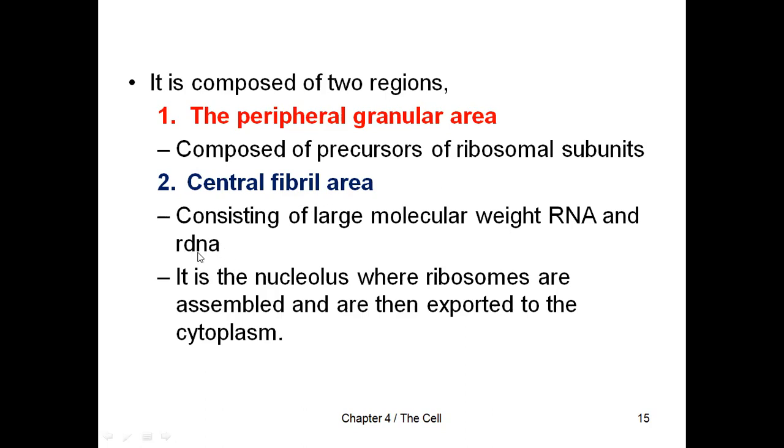Now, this is a very special DNA which is concentrated mainly in the nucleolus region. This is the ribosomal DNA. Its main function is just the production of the ribosomes and the ribosomal subunits. And it doesn't function outside the nucleolus. It is mainly concentrated inside the nucleolus. Ribosomal DNA's function is the production of ribosomes. It is in the nucleolus that the ribosomes are assembled and then exported to the cytoplasm.